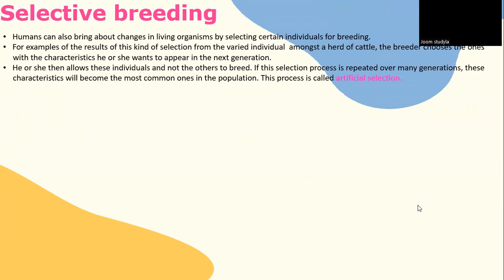Selective breeding. Humans can also bring about changes in living organisms by selecting certain individuals for breeding. For example, in a herd of cattle, the breeder chooses the one with the characteristic he or she wants to appear in the next generation. He or she then allows this individual and not the others to breed. If this selection process is repeated over many generations, this characteristic will become the most common one in the population. This process is called artificial selection.